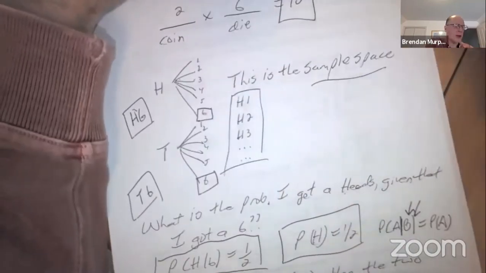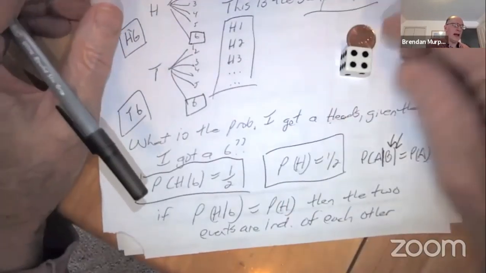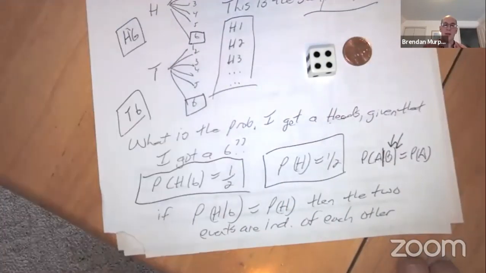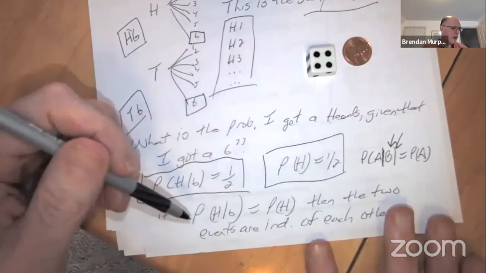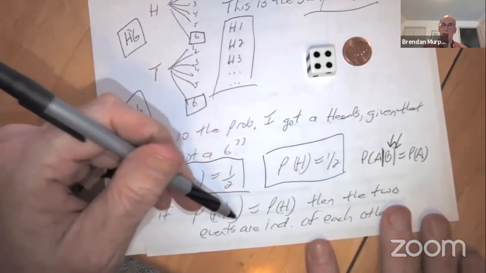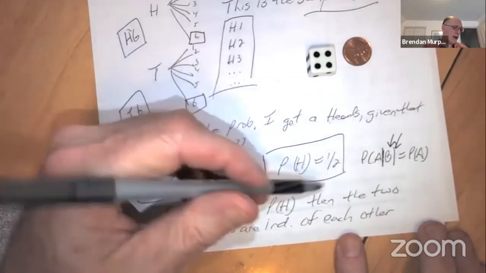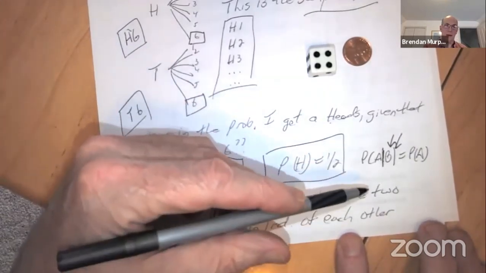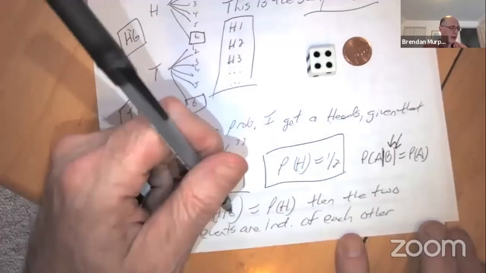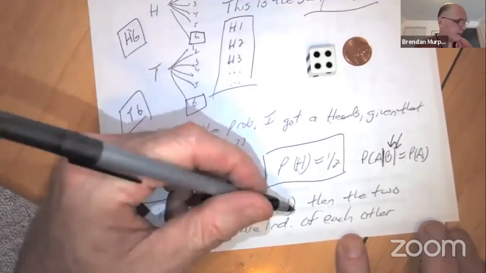So I was pretty convinced that flipping this coin and rolling that die were independent of each other. So down here I said if the probability of heads given a 6 is equal to the probability of heads, then the two events are independent of each other. If they're equal, they're independent. Not equal, not independent. So that's kind of what this part C is.